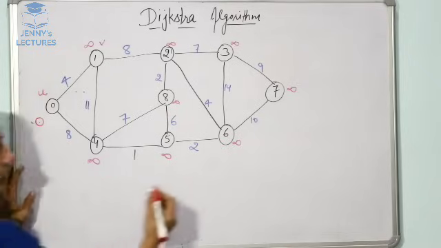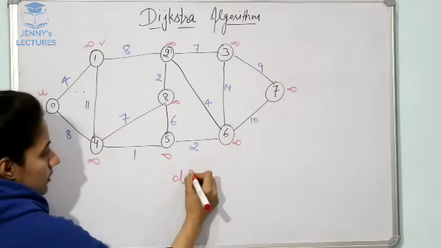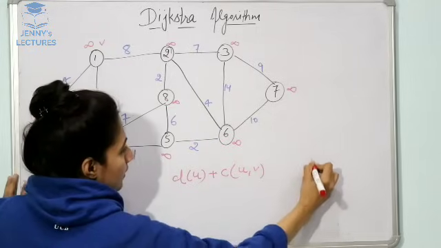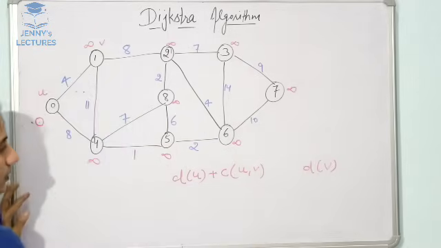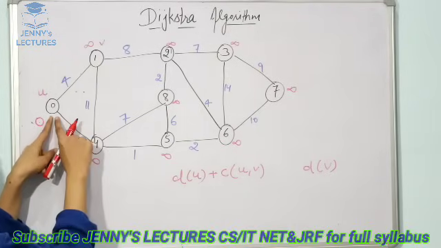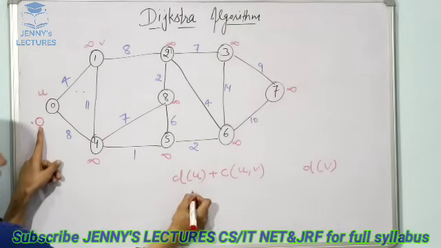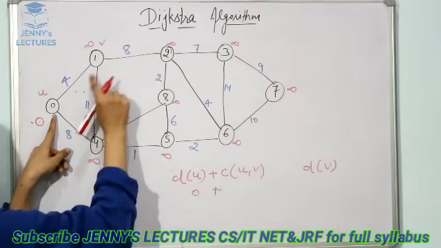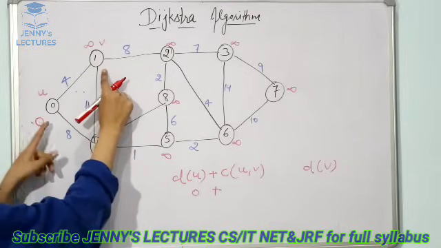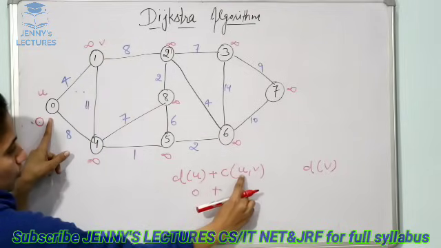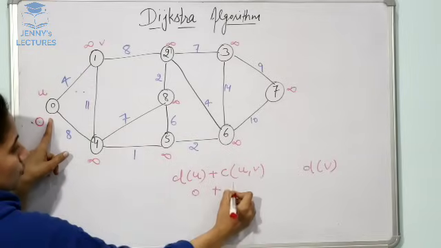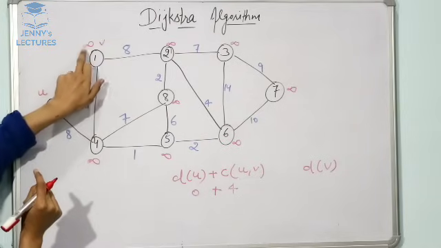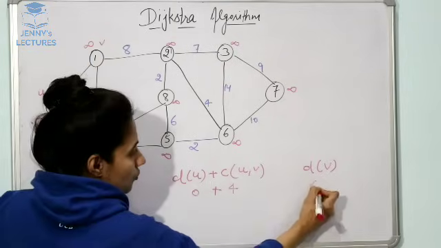So what is the formula? See, this is the formula. Distance of u plus cost of u to v, and next we have distance of v. Here we have 0 as u, so distance of u is 0, plus cost of u to v, v is the destination, from 0 to 1 we are finding the distance. Here v is 1, the cost of edge u to v is 4. And distance of v, in the starting we don't know what is the distance of v, because it is infinity.